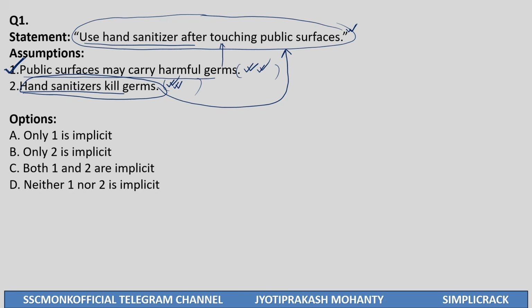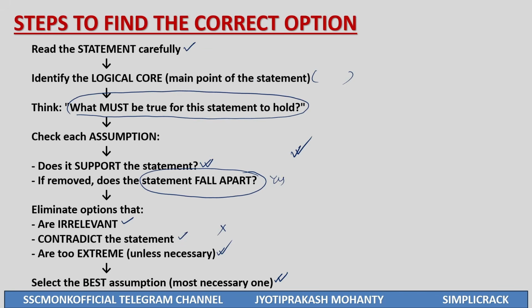So what is our answer? Assumption 1 is right, assumption 2 is also right. That means both 1 and 2 are implicit. Okay, so what we did was check whether the assumption supports the statement, and if it is removed, whether the statement would still be true or not. Clear?